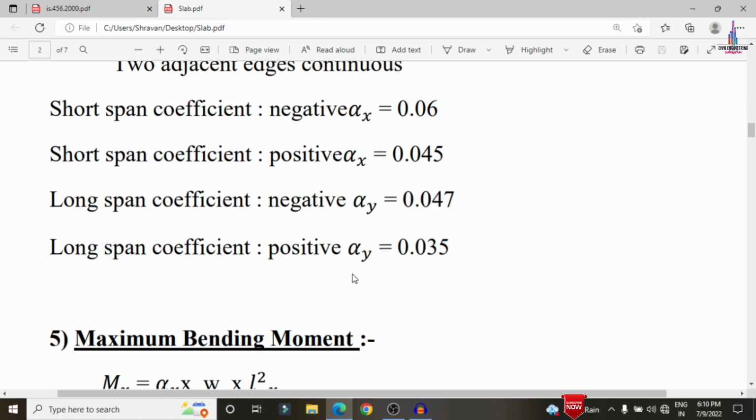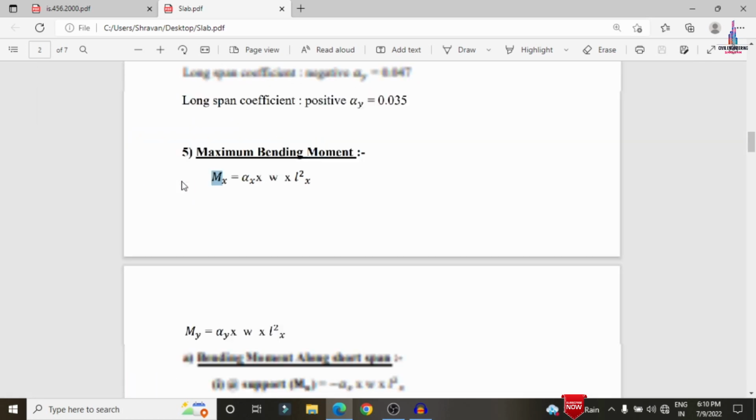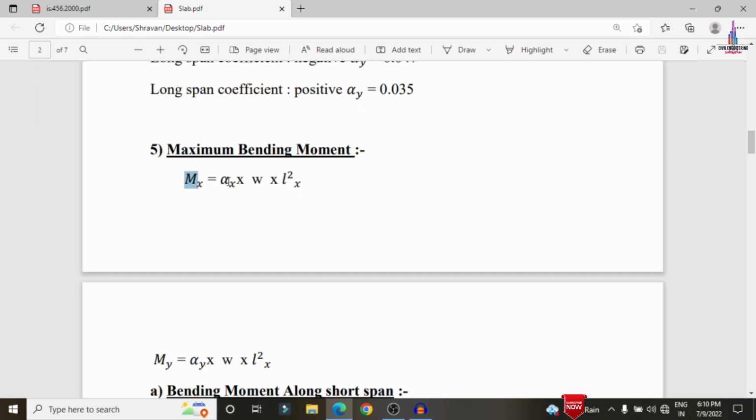Basically, we need to calculate the value of the bending moment. For calculation of the bending moment, we have the formula alpha into w into l squared. In the x direction, we take alpha x into w into lx square, and in the y direction we have to consider alpha y into w into l square, y, not x here.